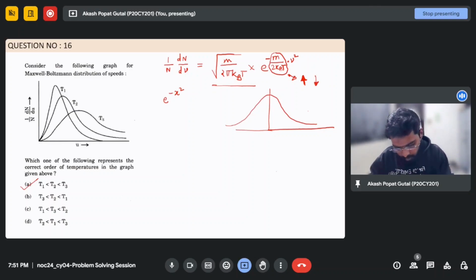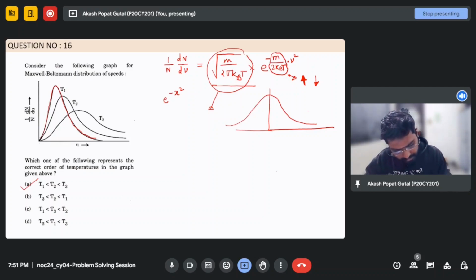So this will become more and more near to one value. If this factor increases, it will increase the height of this curve. We can see here that T1 has the highest height, which means this factor, m by 2 pi kBT, is more.